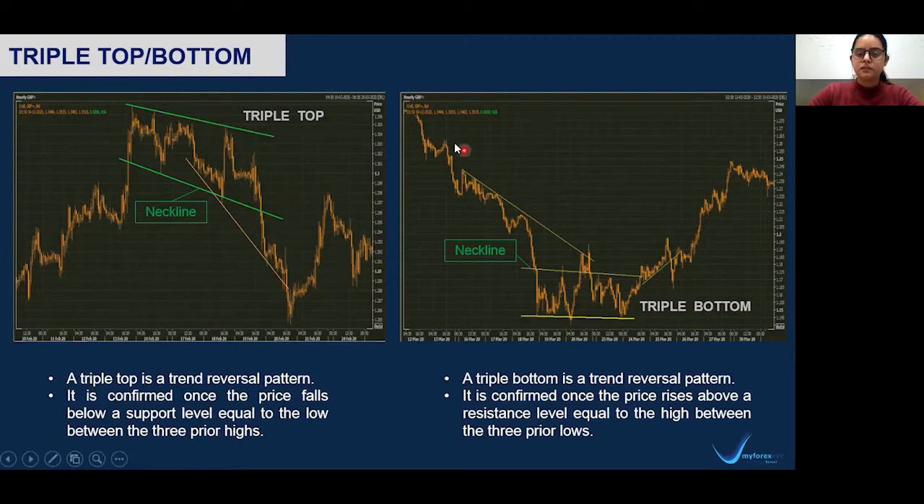Similarly, in a triple bottom, it is in a downtrend and the price forms three lows. The peaks between the three lows form a neckline. Once the price rises above the neckline, we confirm the pattern and say that the trend has reversed and it is an uptrend now.